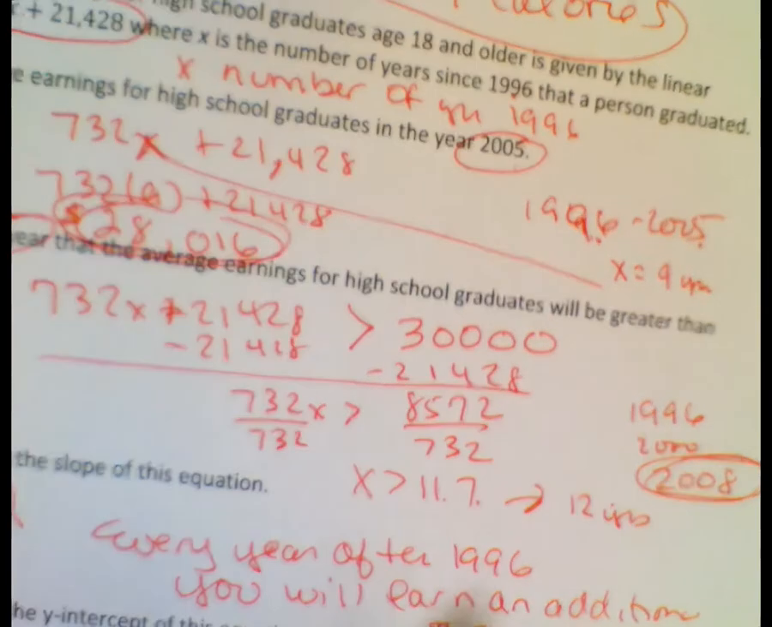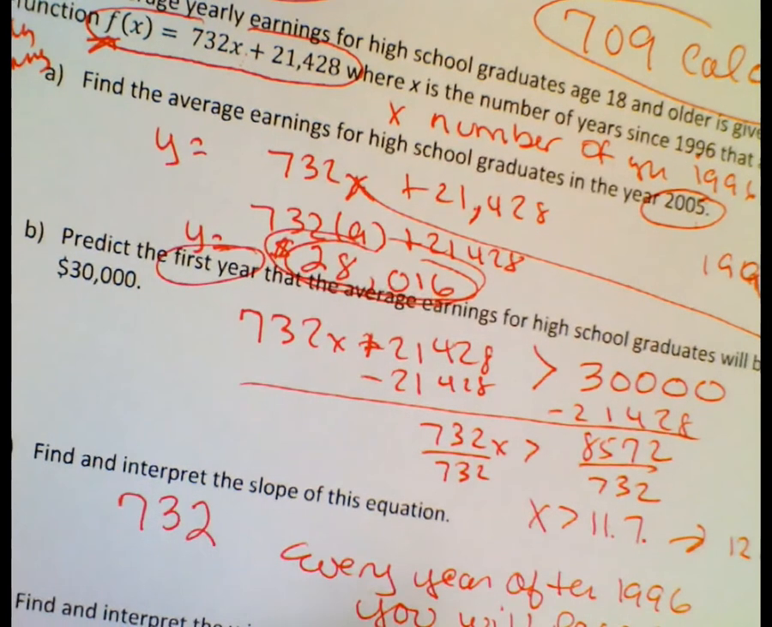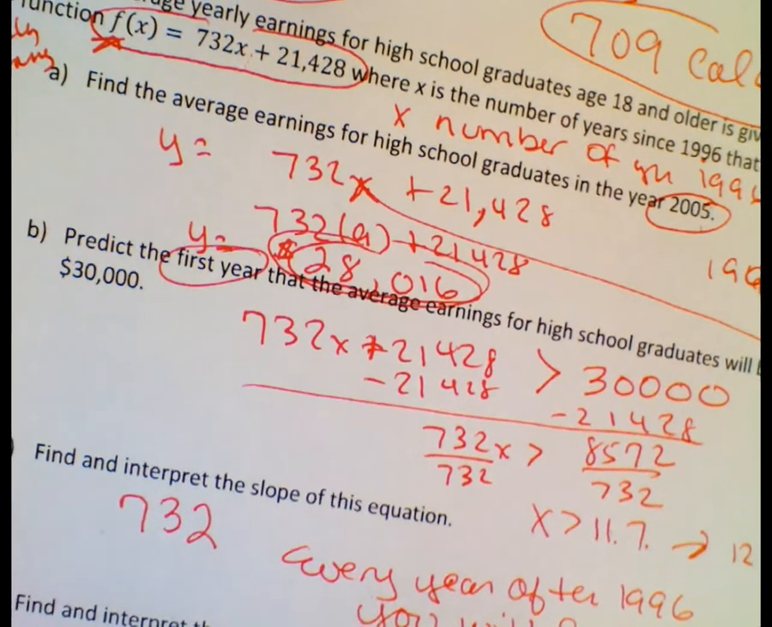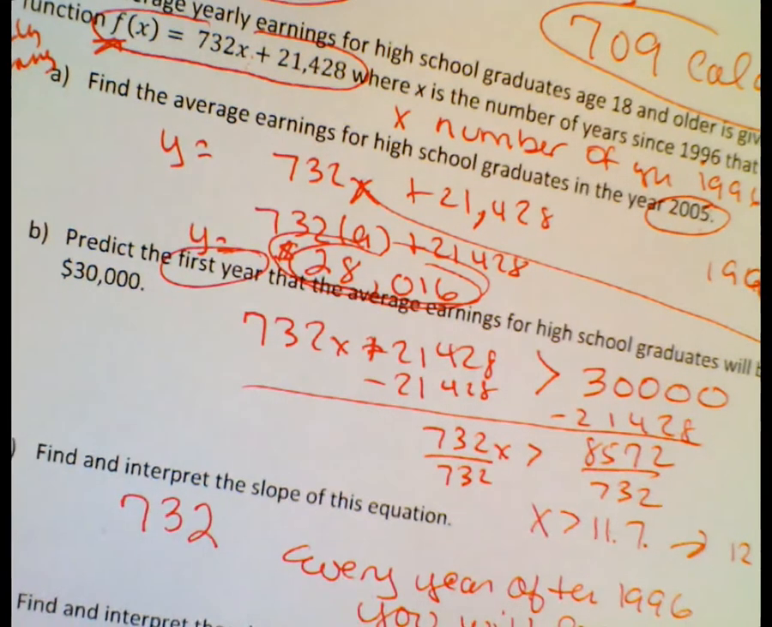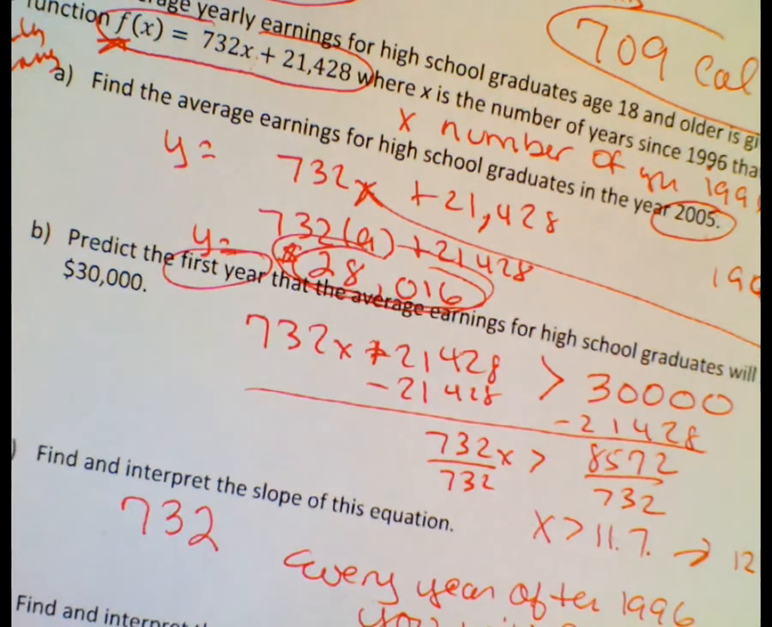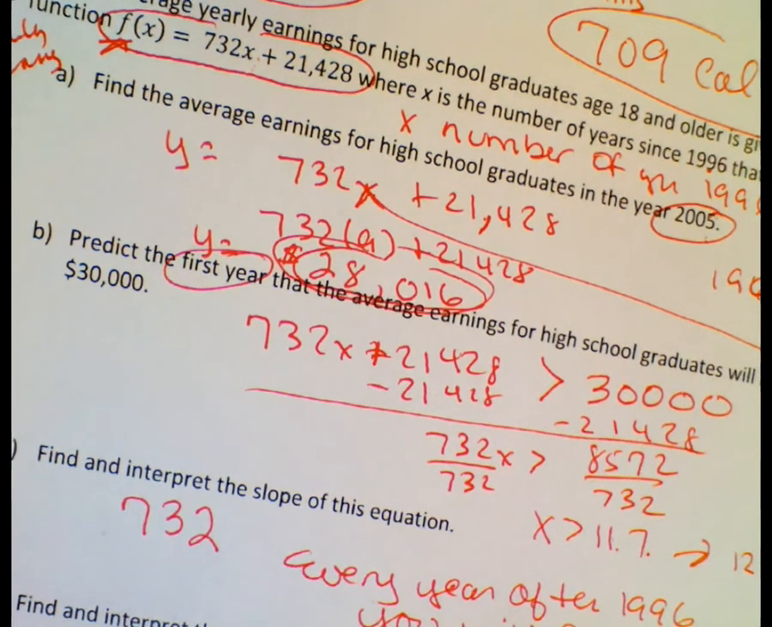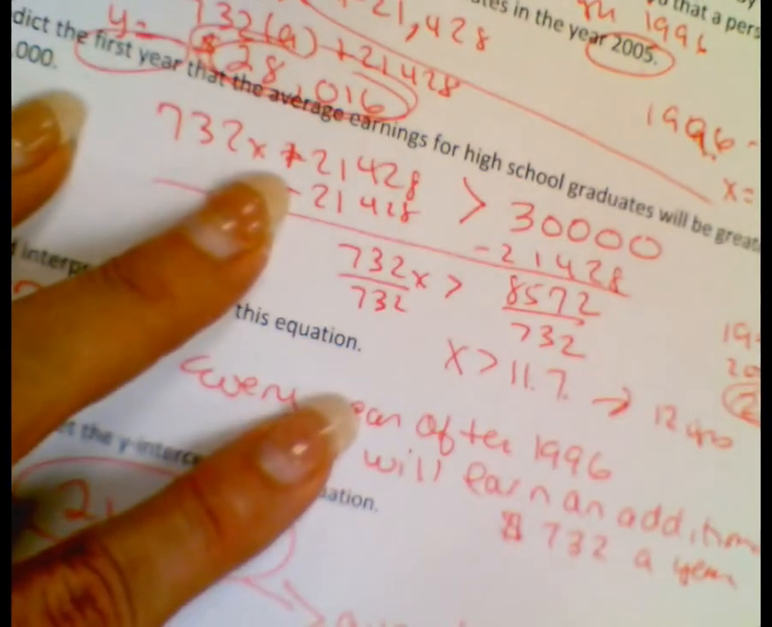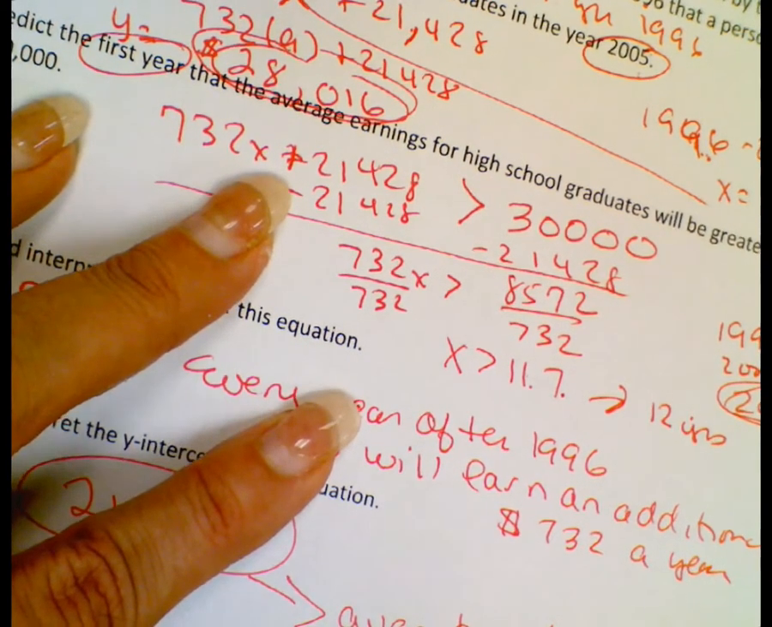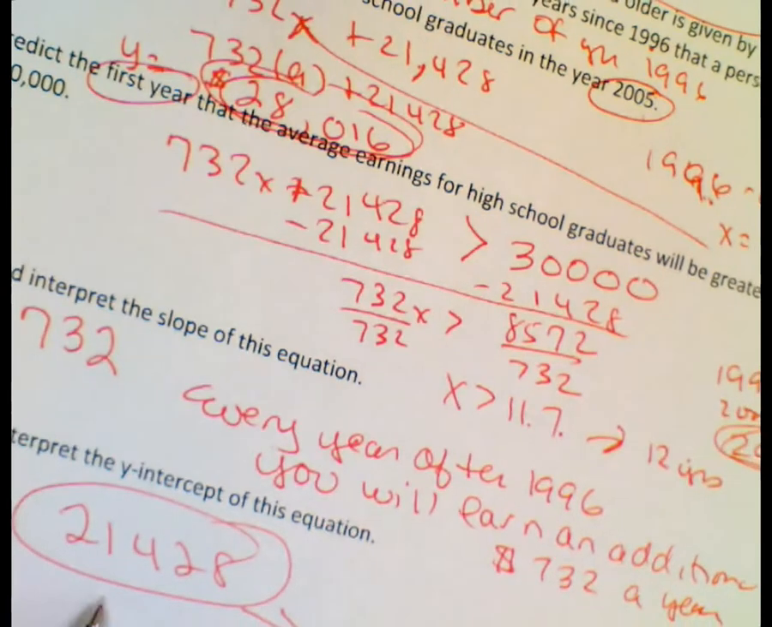Now, what does the y-intercept mean? Y-intercept is 21,428. This is the average money, average dollars that a high school graduate makes upon graduation. Like when you get a job right after graduation, you're going to start out at about $21,428.